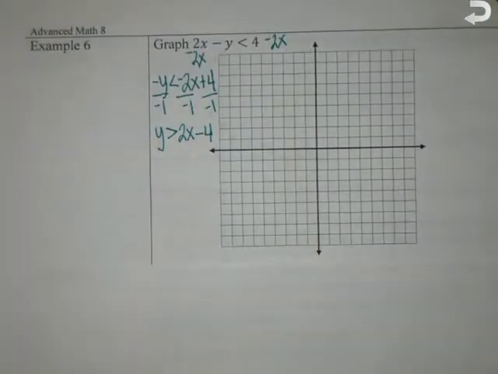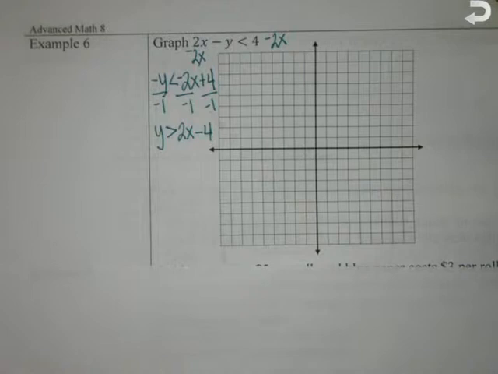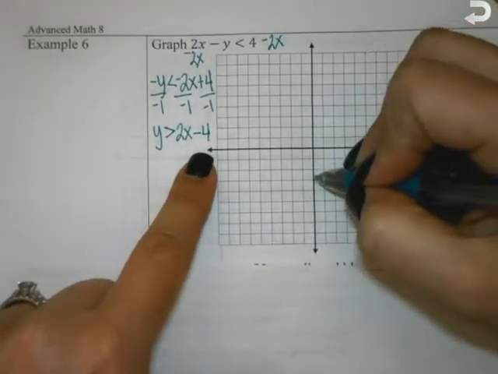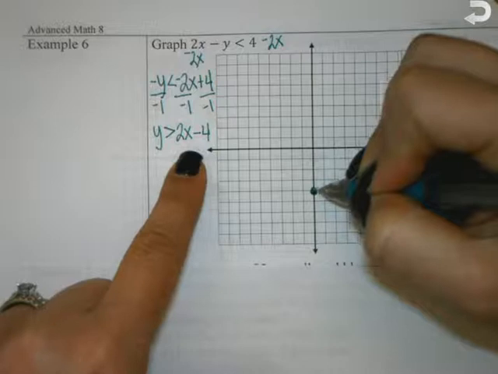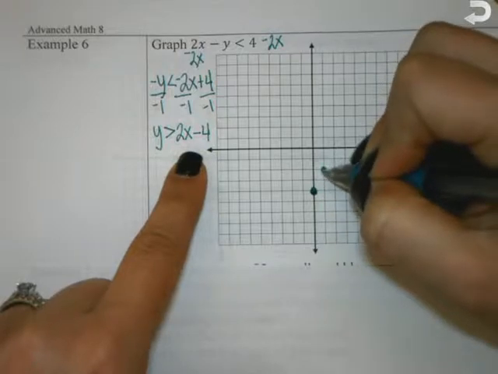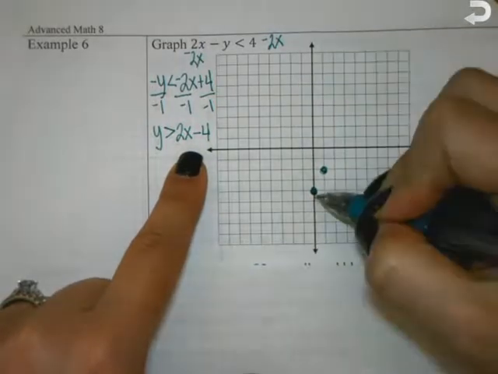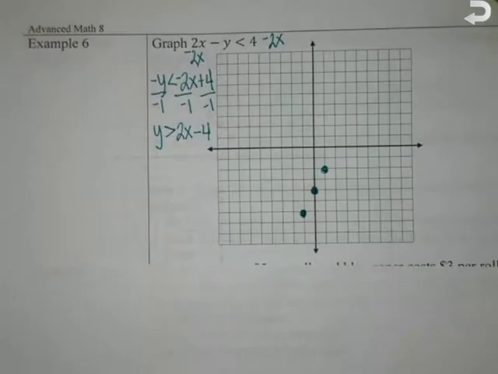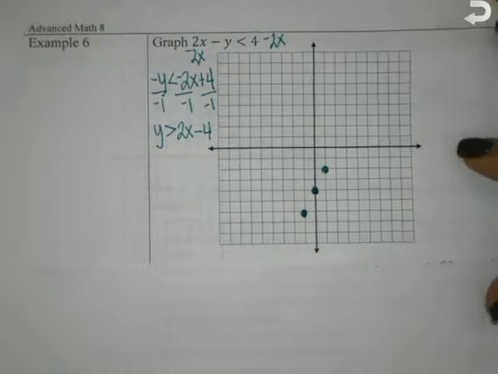Okay, so this should be easy. We're going to go down 4, 1, 2, 3, 4. And we're going to go up 2, right 1. And I'm going to go down 2, left 1 again. Is this, guys, a solid or a dashed line? Dashed.